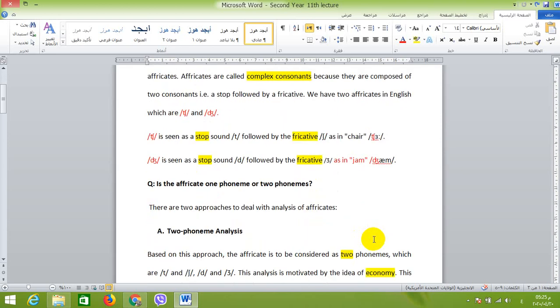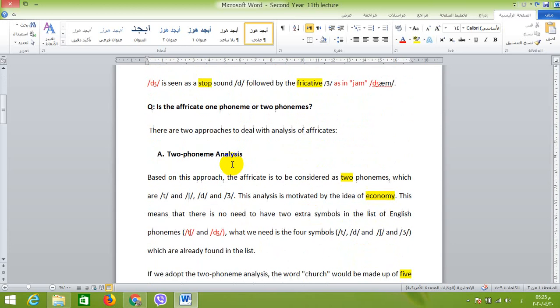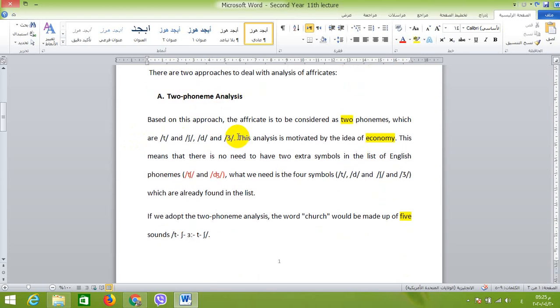Now the question is: is the affricate one phoneme or two phonemes? Do we deal with ch and j as two phonemes or one phoneme altogether? Actually, there are two approaches to the analysis of affricates. The first one is called two-phoneme analysis. And I want you to pay attention. The topic is not easy. It is a little bit complicated and difficult, so you need to pay attention and follow step by step.